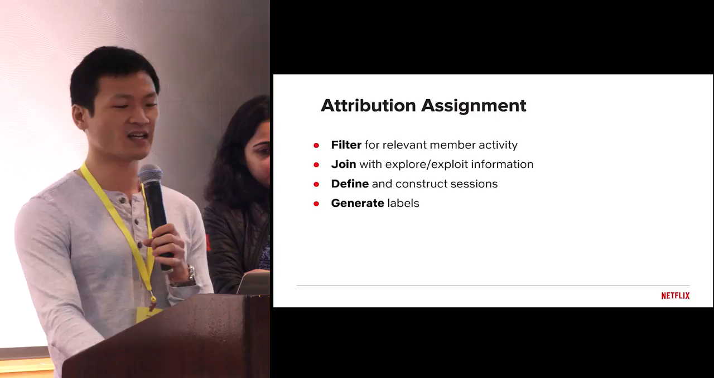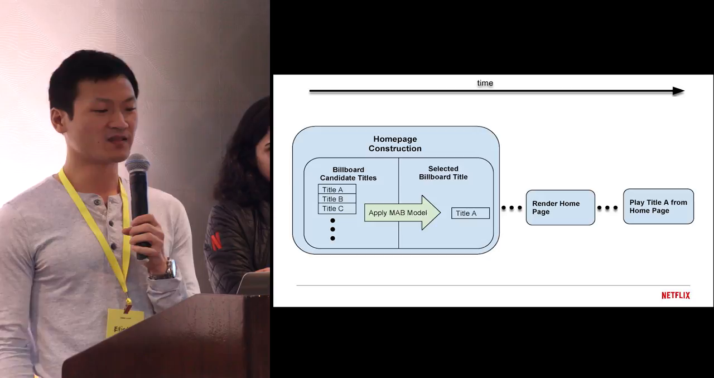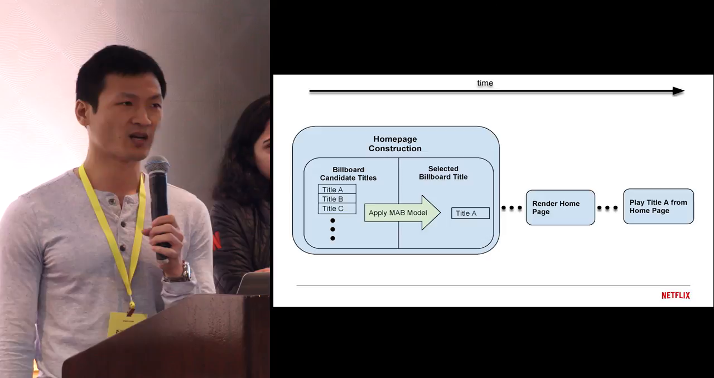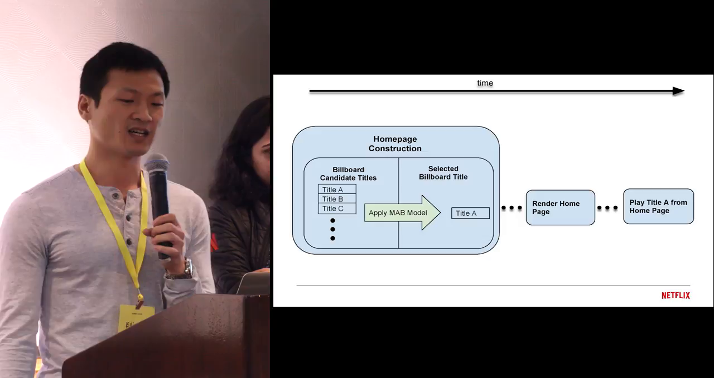Just to recap a little bit, this is what it looks like when we construct our homepage. One of the components of the homepage is the billboard. We will generate the candidate pool of titles, apply our model, and select one. This information, along with a lot of other information about the other rows, is used to actually render the homepage. And eventually, the user can play a title from that homepage.